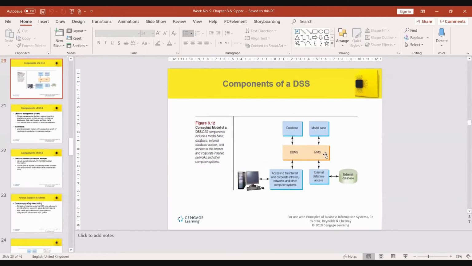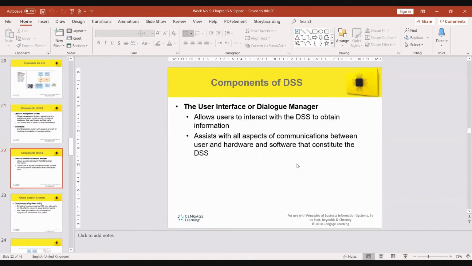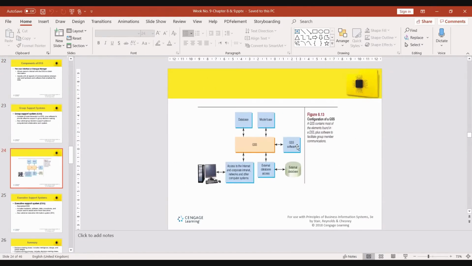DSS. You can see there's one management system, the model-based management system. Here we have the GSS software, a specialized software for supporting the group. So the rest is the same.